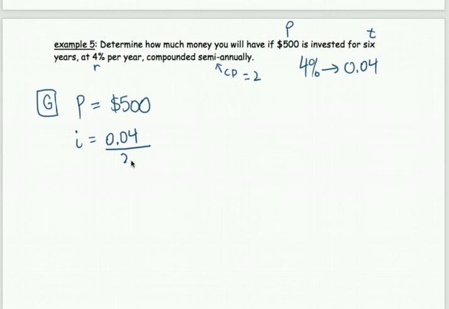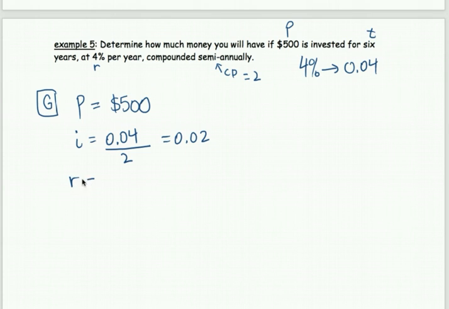So you're going to divide the interest, 4%, by 2, because I'm going to give you interest twice a year. If we divide 4% by 2, you'll get 0.02, which works out to 2%. So semi-annually, in 6 months I'll give you 2%, and in the next 6 months I'll give you another 2%, to make a total of 4.